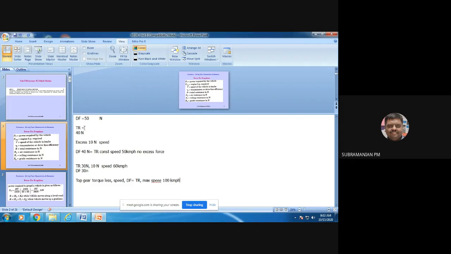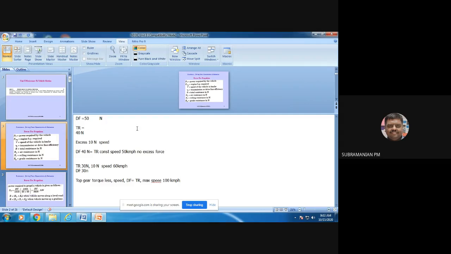In first gear, I will get the maximum driving force. That is, maximum torque I will be getting. That is for propulsion. Because in first gear my resistance will be more, so to overcome the resistance, I need maximum driving force in the first gear.